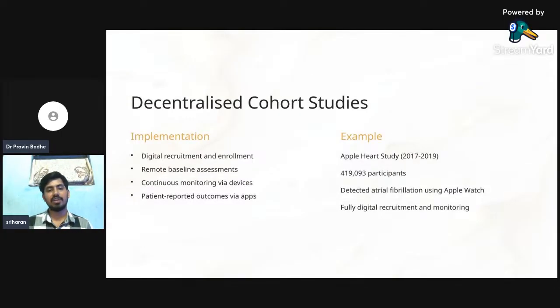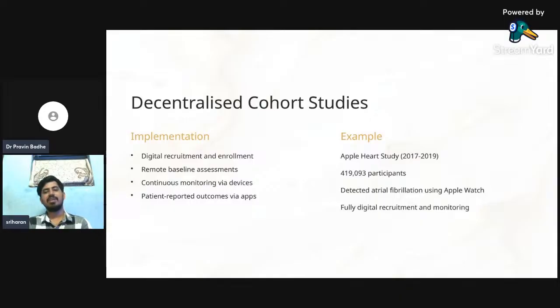Decentralized study in cohort study: how it is useful for cohort study. We recruit patients digitally, and remote assessment is also possible. Continuous monitoring through devices, sensors, apps, or any digital technology, and digital biomarkers play a major role while implementing it. Patient outcomes can also be seen remotely through the app or a digital website.